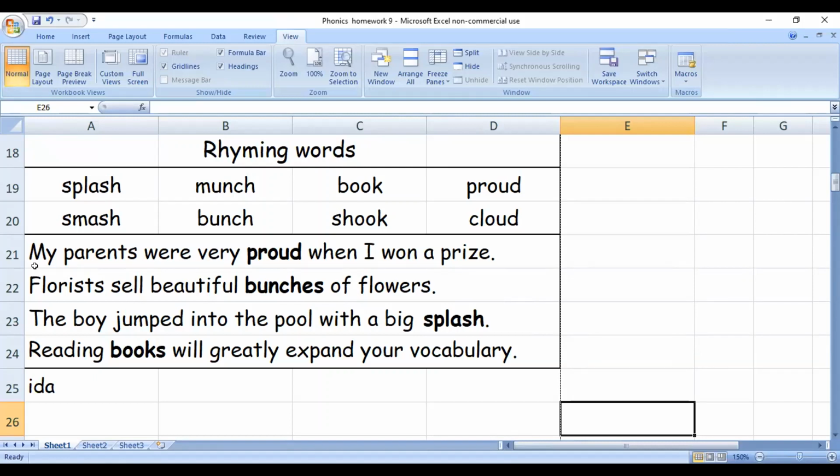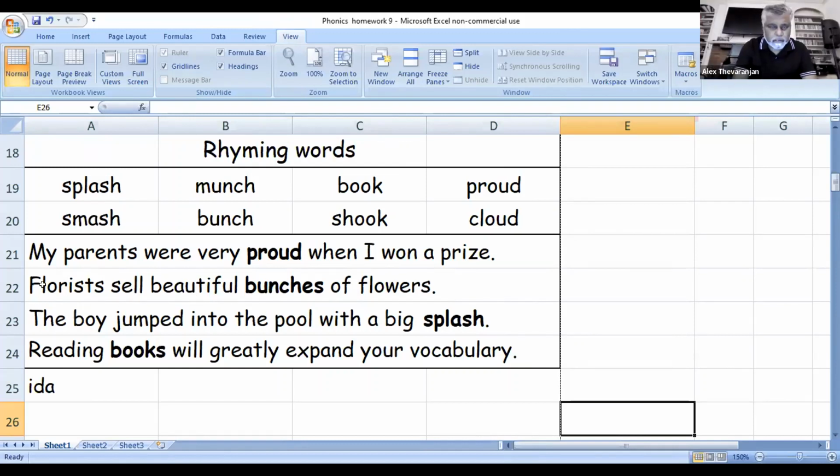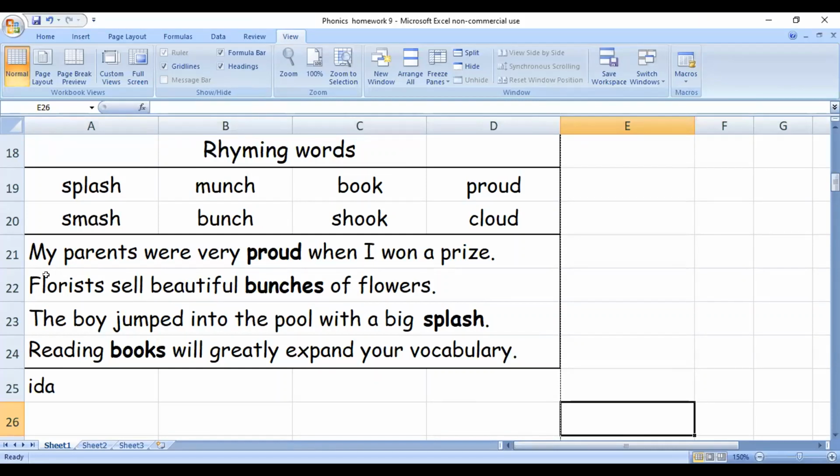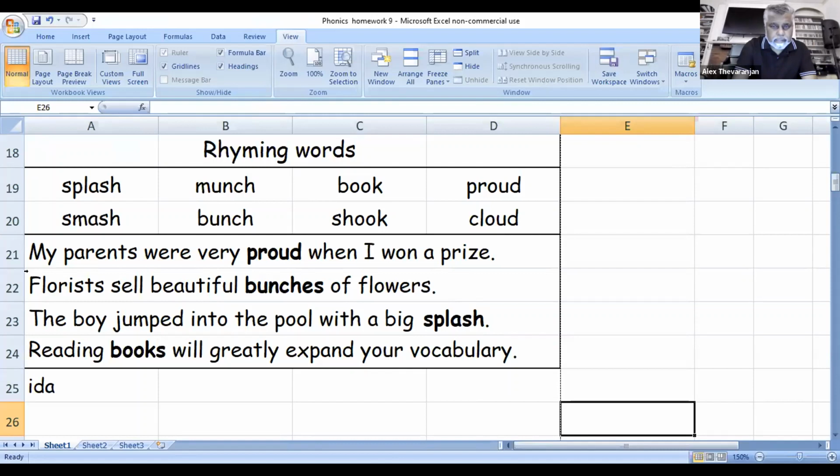My parents were very proud when they won a prize. Can you read? Flowers. The boy jumped in the pool with big, I can't hear you. It's not very clear. Come close to the microphone and speak, Job. Reading books will greatly expand your vocabulary. Okay. Can I get somebody else to read it too? It's also not that clear. Your line is not that clear. Let another person read.